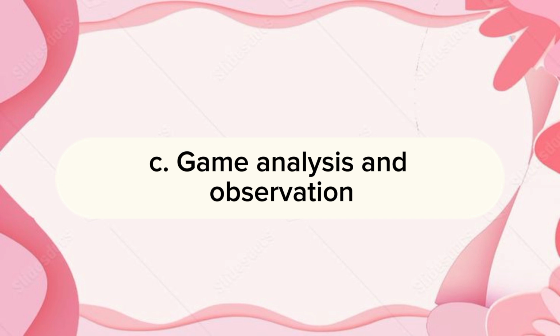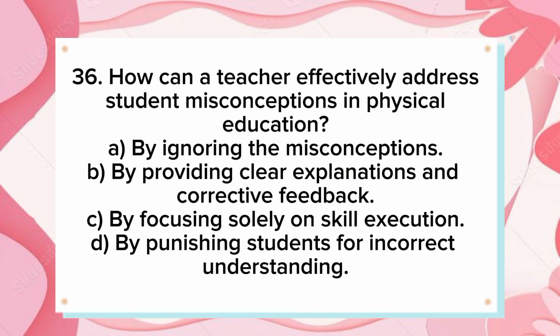Okay, number 41. So what is your answer for number 41? Okay, that's correct. The answer is letter B, criterion referenced assessment. So why is it the answer? Because criterion referenced assessment measures how well a student has mastered specific learning objectives or skills against a predetermined standard, not against other students' performance.